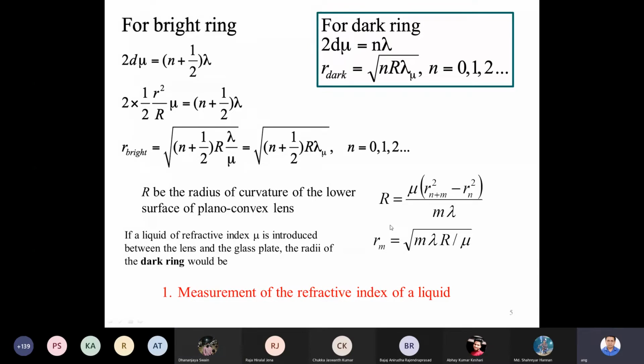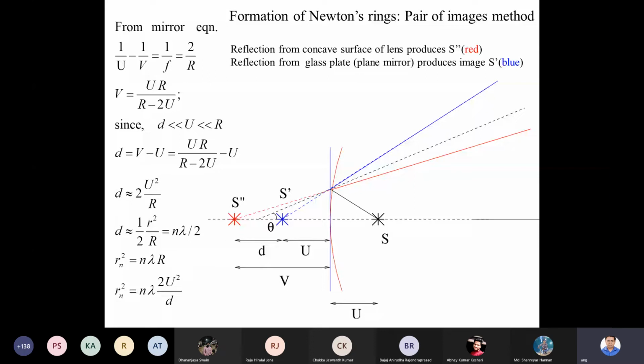So basically, what I was telling you in the experiment, you move the microscope cross wire from one ring to another ring and see the difference. For each ring, you have to calculate the radius, from the left side and right side, and take the average. That is the experimental part, but the final expression you can get from this step, just putting in the index.